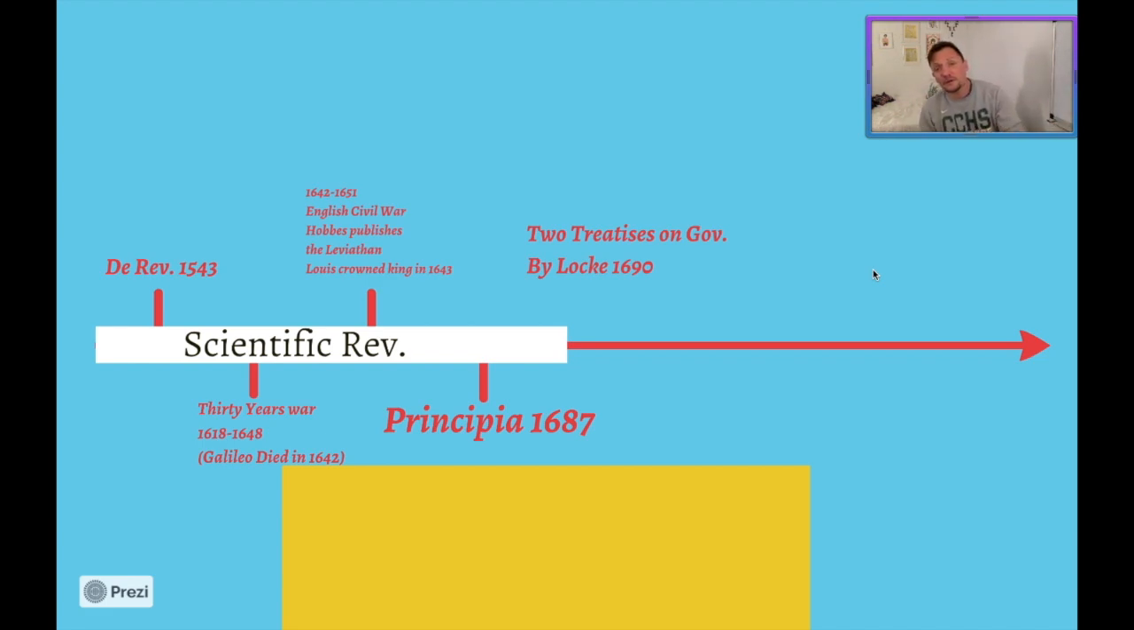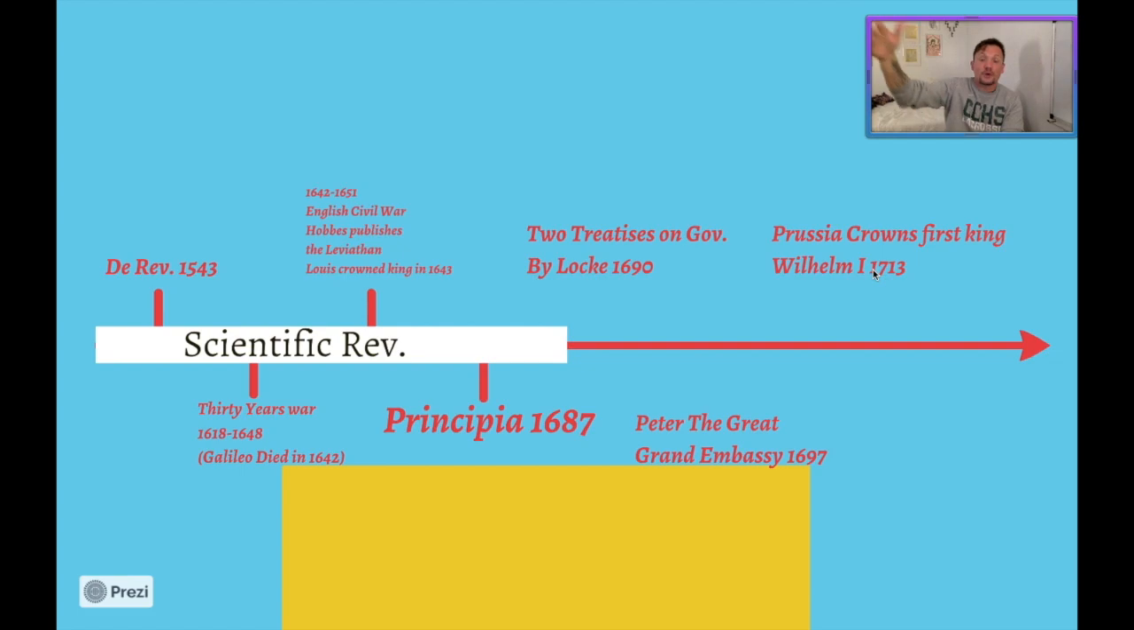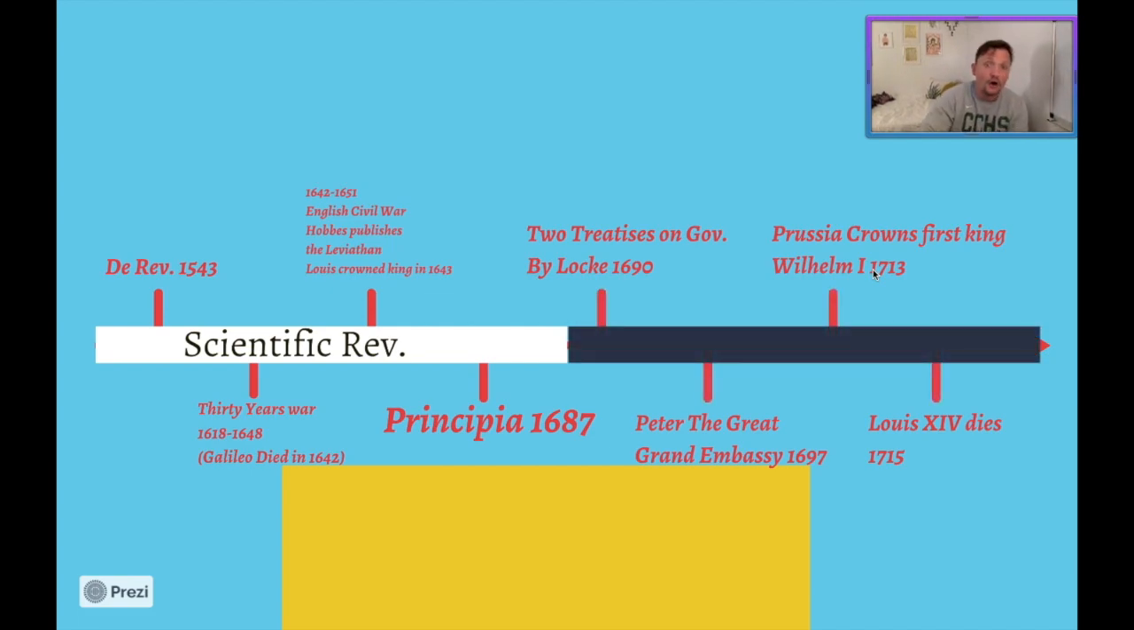Now, getting into it as well, you've got the Two Treatises on Government that comes out by John Locke, who talks about life, liberty, and the pursuit of property. You've got Peter the Great's Grand Embassy that goes on in 1697. You've got Prussia crowning its very first king, a man named Frederick I, in 1713. And then you've also got Louis XIV dying in 1715. All happening during an era that you might consider the Enlightenment, right?